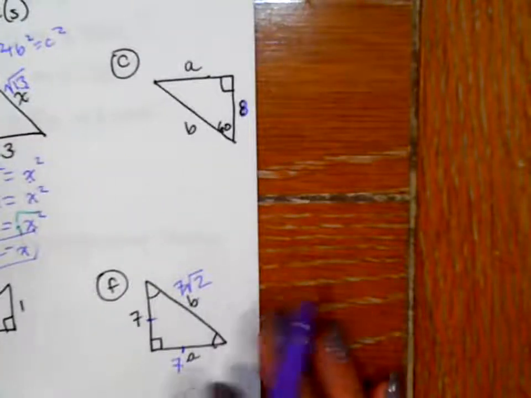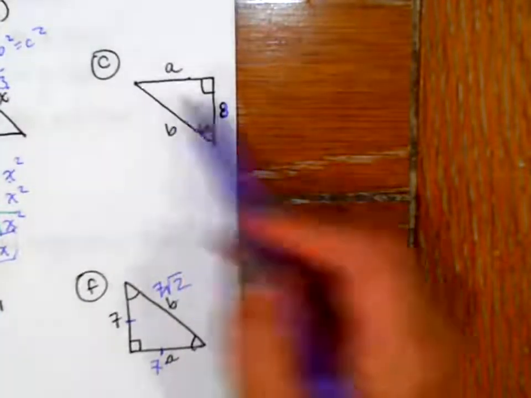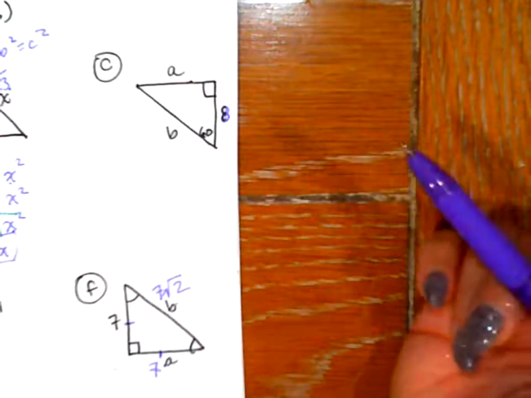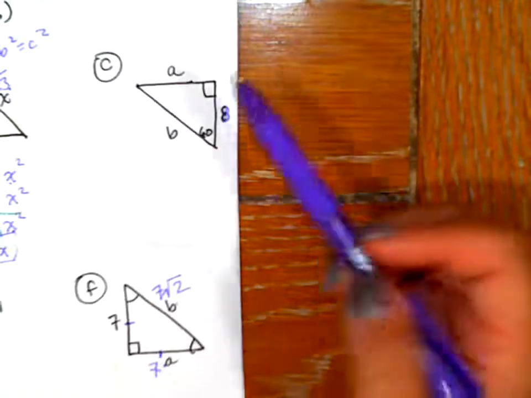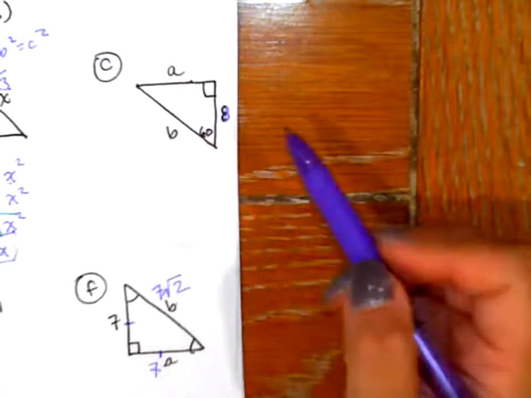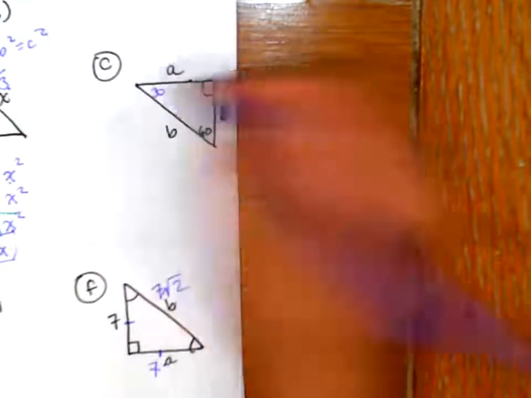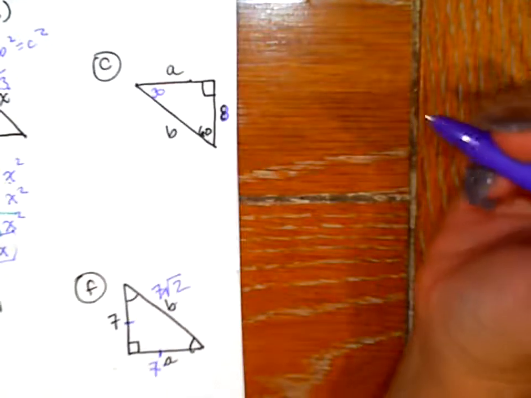All right, this guy right here, 30, 60, 90 triangle. Why do I know it's a 30, 60, 90 triangle? I know it's a 30, 60, 90 triangle because that's 90, that's 60. So this guy right here has to be 30 because I know they have to equal 180.